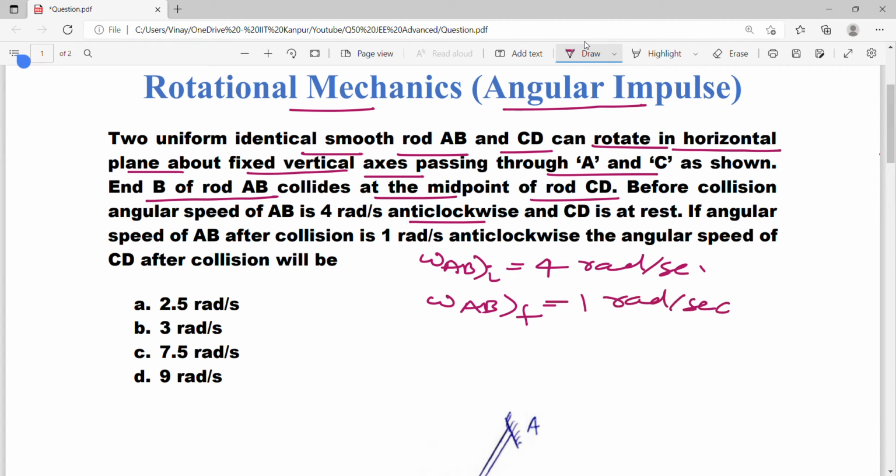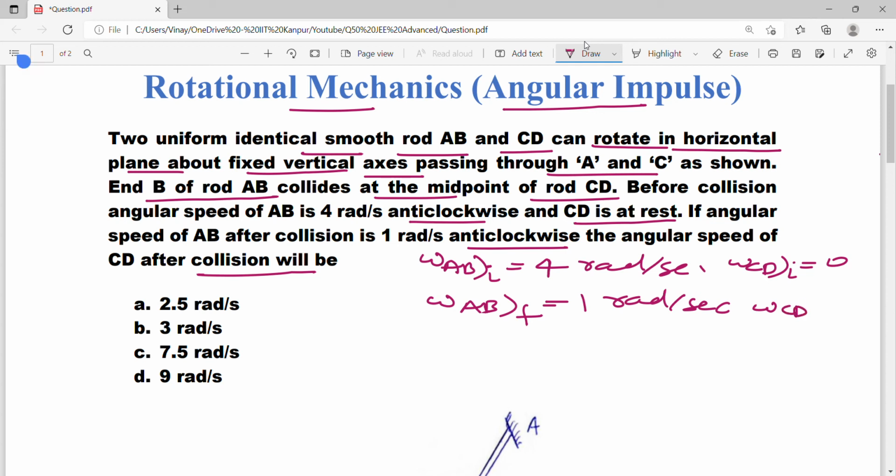So here kinetic energy is being dissipated into some other form of energy, right? CD is at rest initially, so before collision omega CD initial would be 0. If the angular speed of AB after collision is 1 radian per second anticlockwise, let's focus on one thing: the direction of rotation of AB is not changing. It is anticlockwise earlier, and after collision as well it is anticlockwise. So omega CD final, the angular speed of CD after collision, you have to find out.